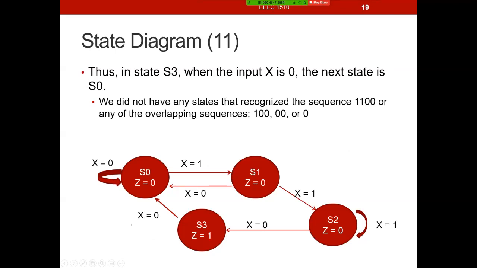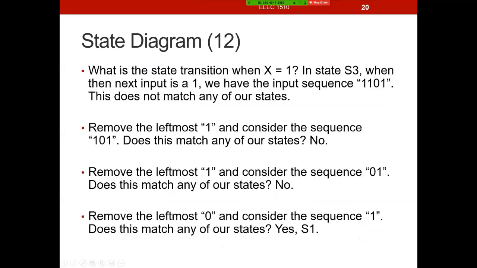Now, we need to handle one last state transition. Here when we're in S3, what happens when our input X is a 1? So when X is a 1, remember state S3 represents the sequence 1, 1, 0. And now we tack on what came through for X. X is a 1, so we have the sequence 1, 1, 0, 1. And we say, does that match any of our states?